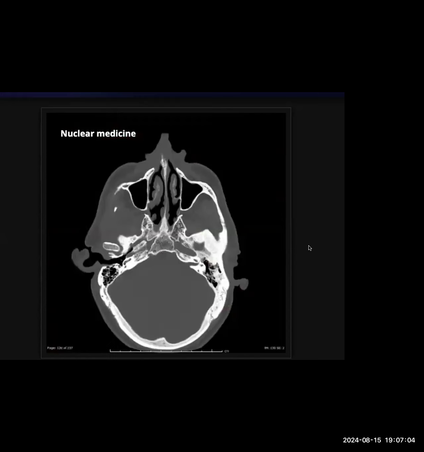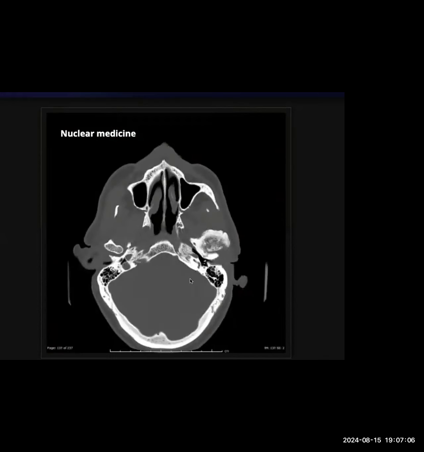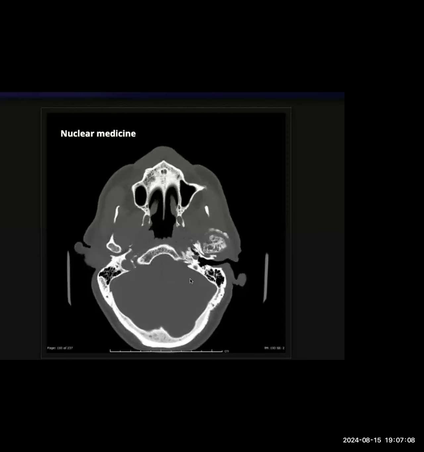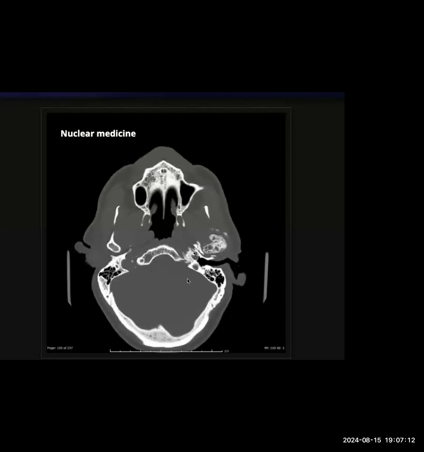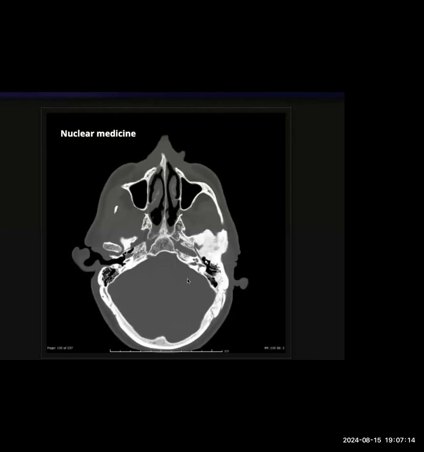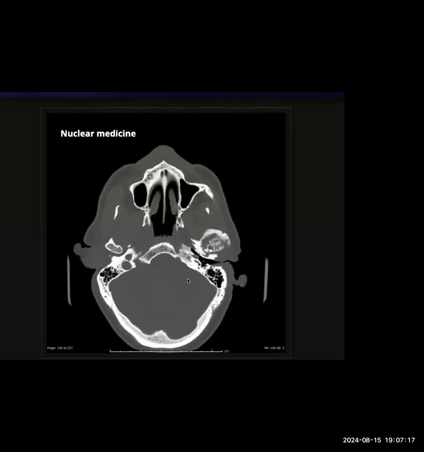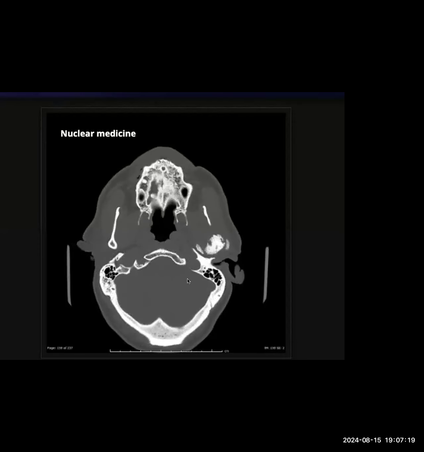So these are the bone windows of this patient, axial CT scans, which show that there are some periarticular changes. What is the diagnosis? It is a TMJ osteoarthrosis.